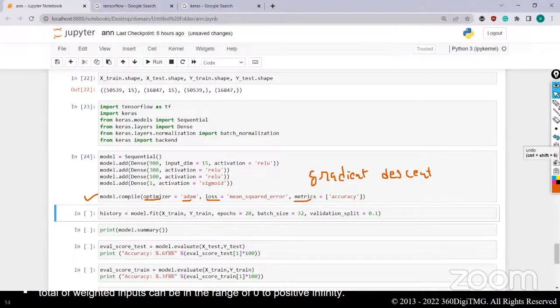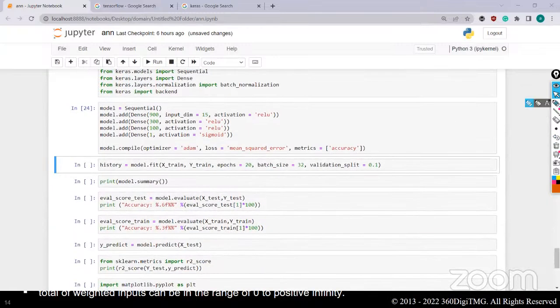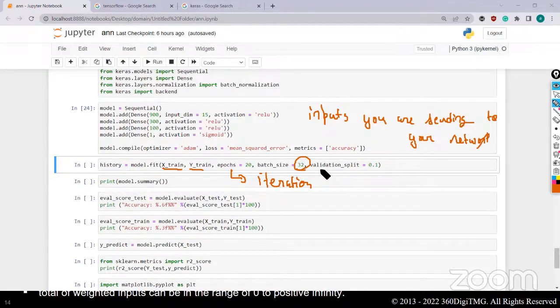So it is compiled. Then we try to train the model on a data set. We will take the training data set and train our model. Here we are specifying the epochs. Epochs are the number of iterations you want your model to train for. And batch size is 32. Batch size means how many inputs you are sending to your network. If you have a batch size of 32, that means you're sending 32 inputs at a time. So let's run this and see how it works.